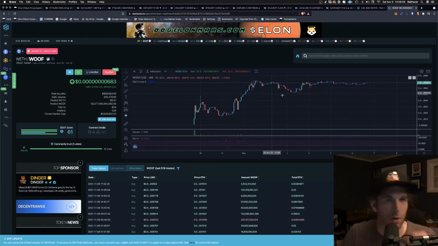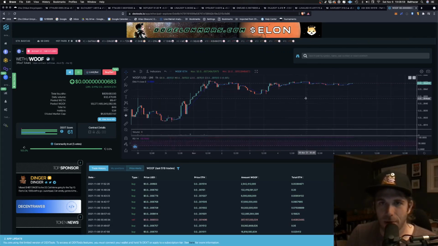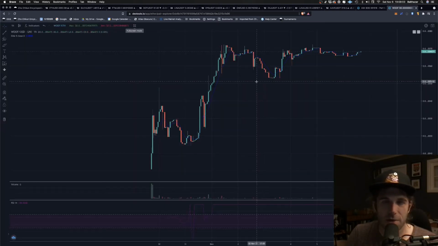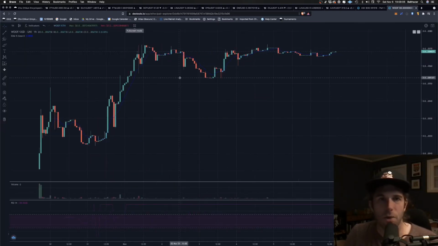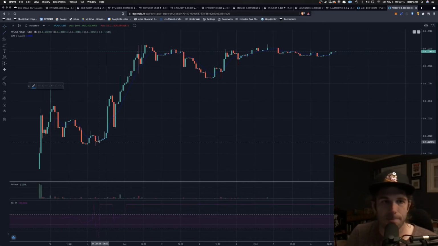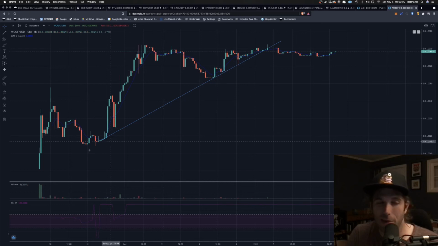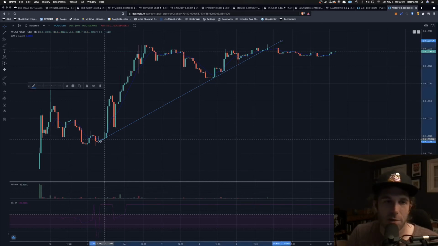Now we have WOOF. Oh wow. Okay, so how do I expand this thing? Okay, there we go. WOOF is basically trading sideways right now. I guess you could draw a line here. Yeah, that kind of works. So we can see that this line, which sort of is in play, is not the strongest trend line ever, but it's got some touches. It's got some action. We've got sideways trading.